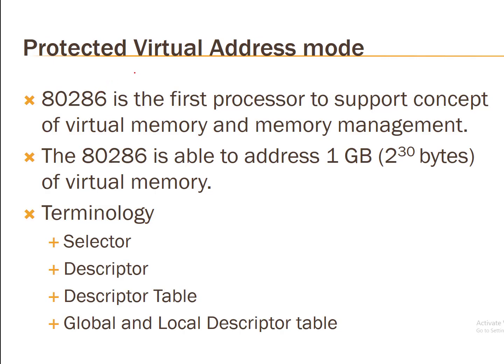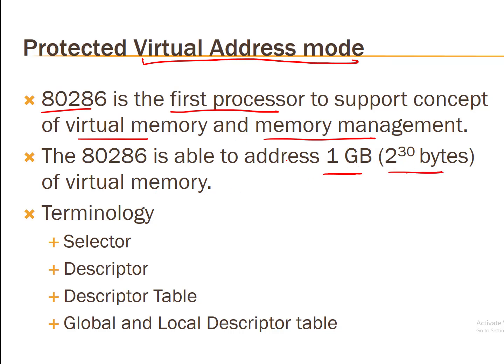Another type of mode is protected virtual address mode. Protected virtual address mode started from 80286, the first processor to support virtual memory and memory management using this virtual address mode. 80286 is able to address 1 GB of memory in case of virtual addressing, but in real addressing, it supports up to 1 MB of memory. There is other terminology one must learn to understand virtual address mode: selector, descriptor, descriptor table, and global and local descriptor tables.